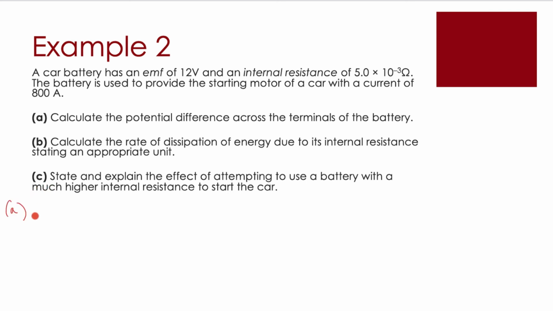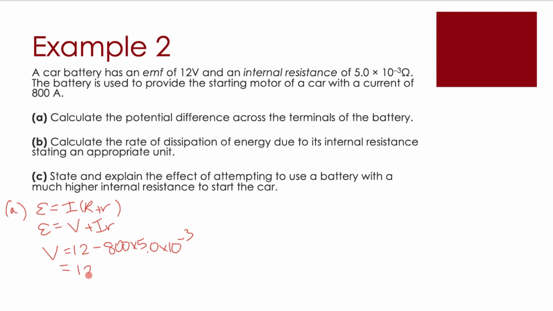Alright, so let's start with our equation. I'm going to expand that out. We can also think about there's our terminal voltage plus the current times our internal resistance. Moving this around and substituting our values, that's going to be 12 minus 4 gives me 8 volts. Okay, part B. Calculate the rate of dissipation of energy due to its internal resistance, stating an appropriate unit.